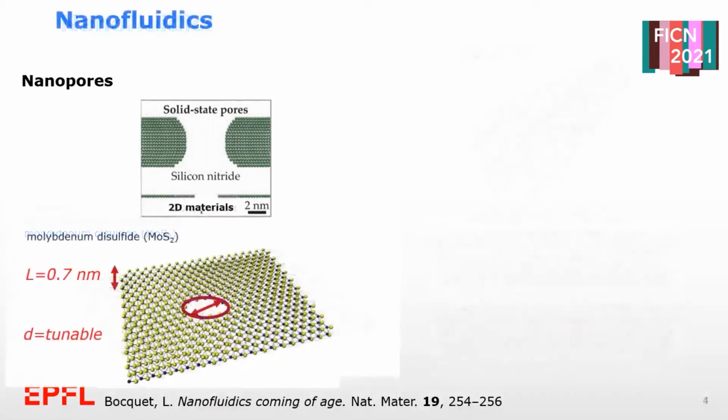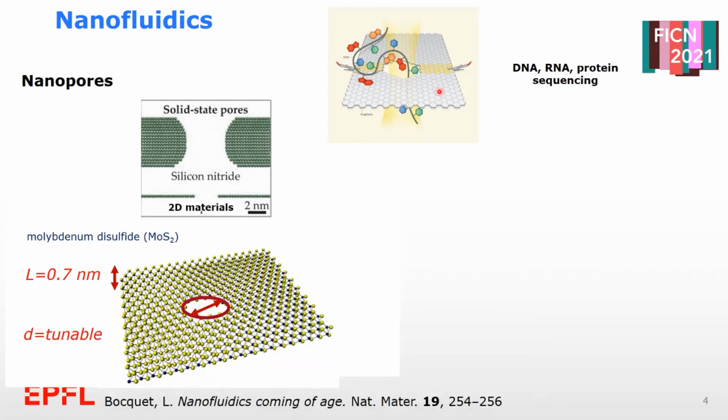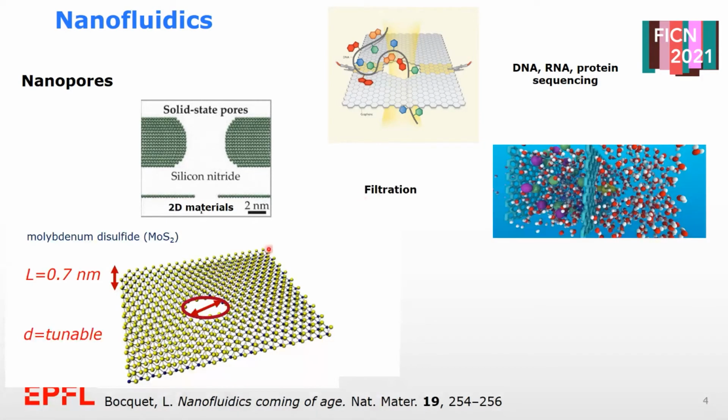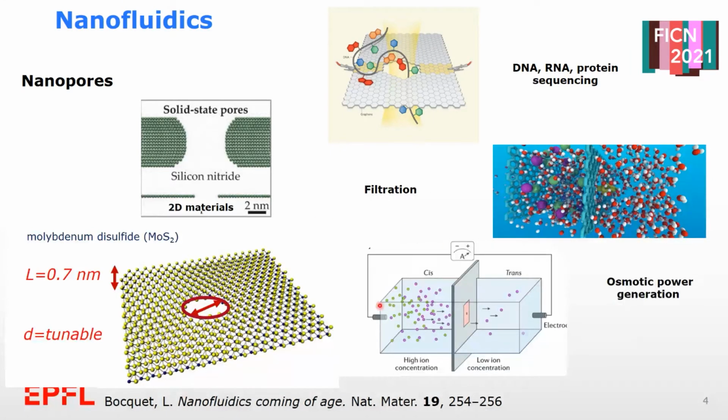The basic flagship applications of these nanopores in 2D materials are different. So people, and also my lab, are trying to use this system for DNA, RNA, protein sequencing or detection, taking advantage of the atomic thickness of these membranes and the ability to tune the size of such pores. Another application of 2D material membranes is in filtration and also in osmotic power generation.